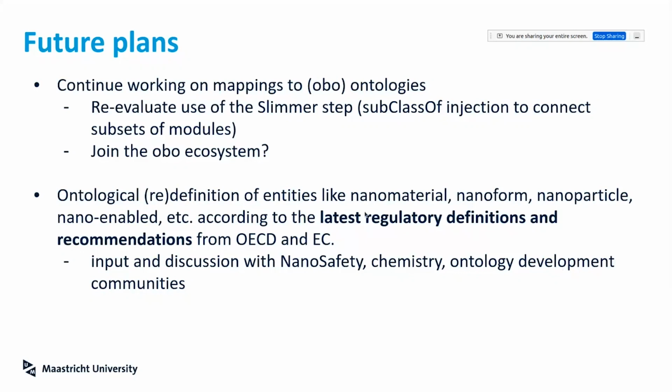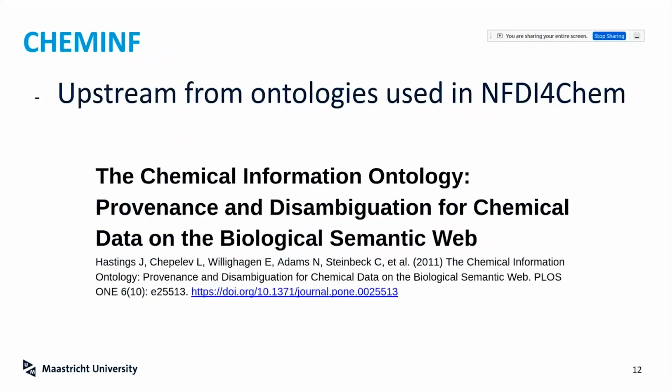and the way we specify the ontological location of these distinct types of nanoforms. So we have the nanomaterial, nanoform, nanoparticle, nano-enabled material, according to the latest regulatory definitions and recommendations from bodies like the OECD and the European Commission. For this, we hope to get some nice input and discussion with communities in nanosafety, in chemistry, and ontology development. That was it for the eNanoMapper ontology.